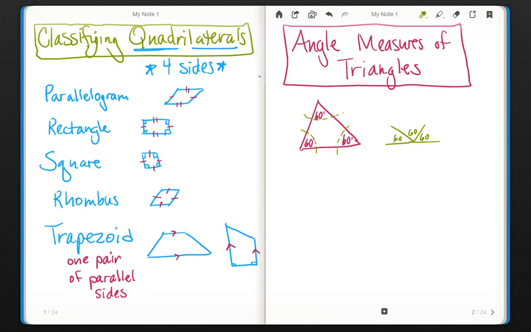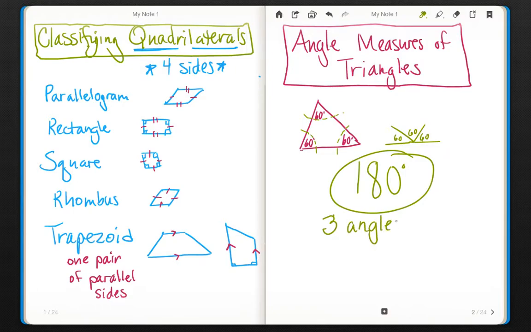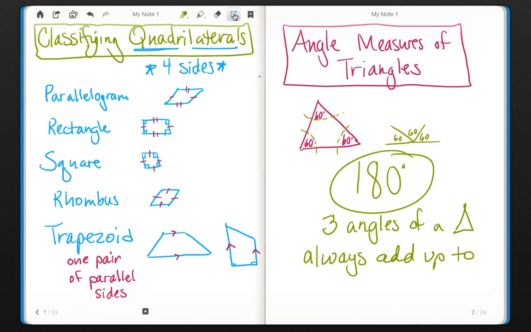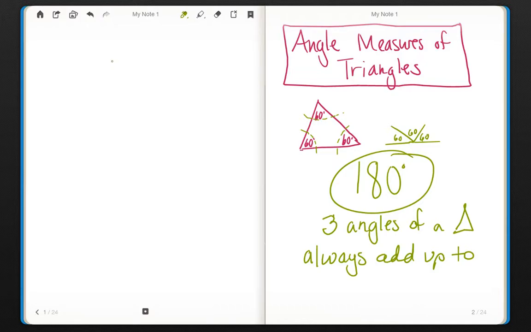And it turns out that in every triangle, all 3 of the angles will always add up to 180 degrees. So be sure and write that down. The 3 angles of a triangle always add up to 180 degrees. So that's really helpful if you know 2 of the angles, but you don't know the 3rd angle.